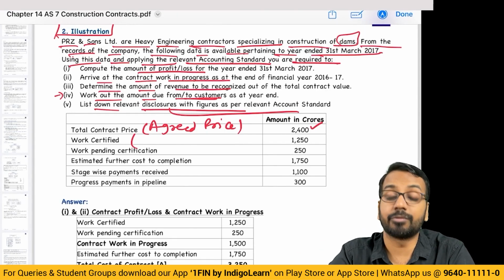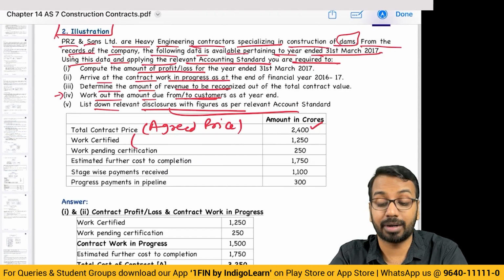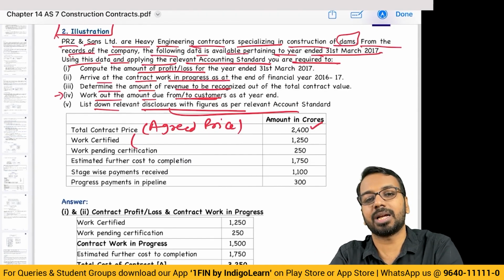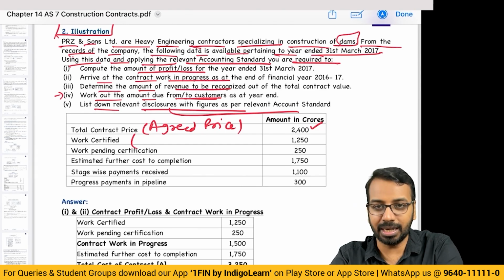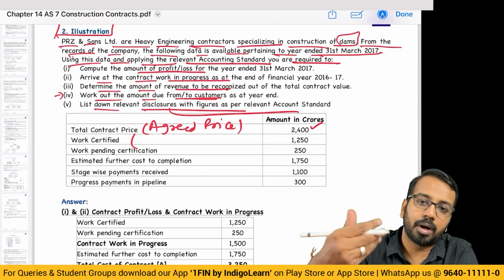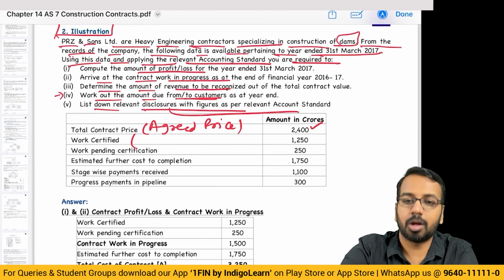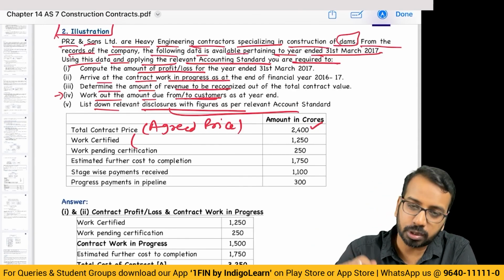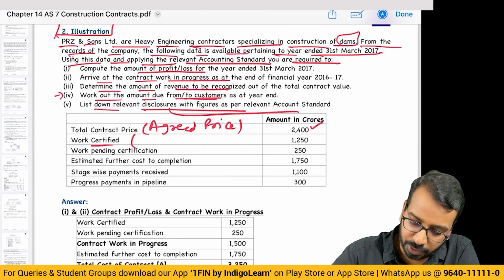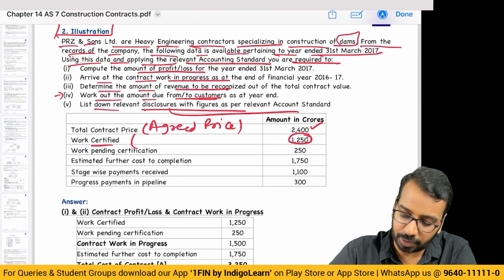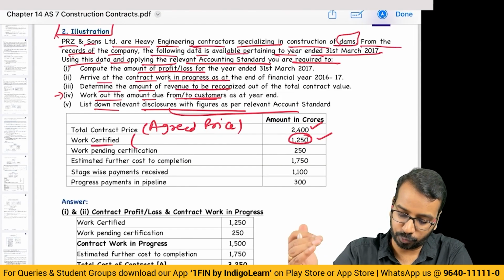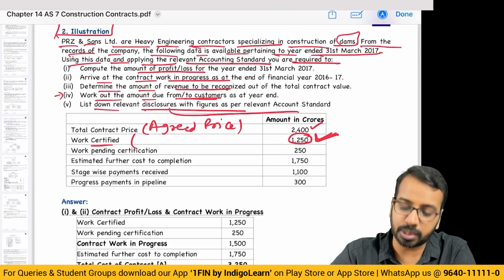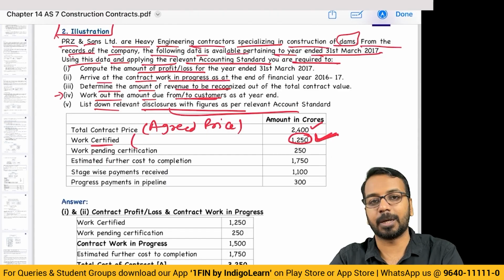When I say work certified, what happens is, when I'm constructing something, let us say I've constructed a road or a building, till the time it is fully constructed, it is in progress. Now, the other party, that is my customer or myself, can appoint an engineer who will come and say that, out of the work that you have done, whatever I have incurred as the cost, this much of work is certified, this much of work is completed. They will give a certificate.